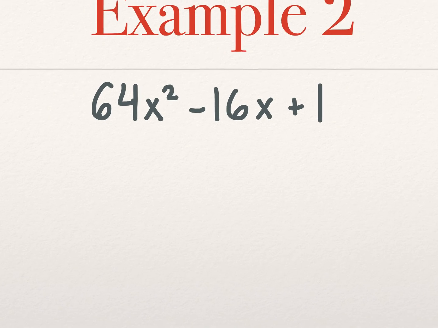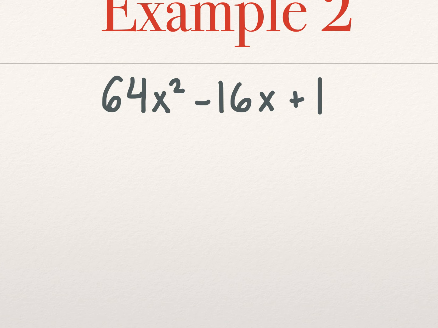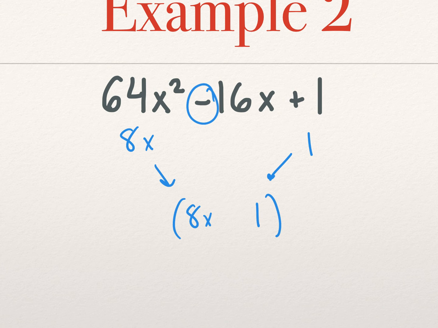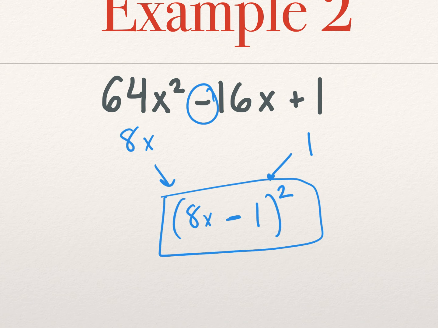All right, let's take a look at the next one. So, is 64 a perfect square? Yes. What times what gives us 64? 8 times 8. And then x times x gives us x squared, so it has to be 8x. Is 1 a perfect square? Yeah, what times what gives us 1? 1. So in my parentheses, I'm going to put 8x and 1. And what's going to go in the middle? A minus, because I have a minus here. And then this is squared. So you just bring down the minus? Yep. If it's a plus, then it'll be a plus in the middle.